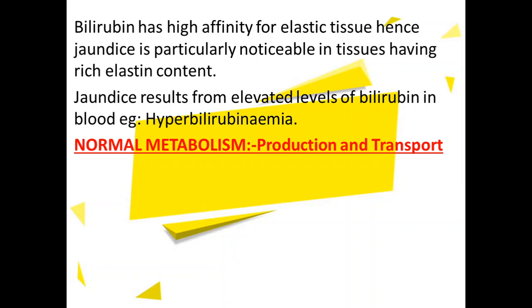Similarly, this jaundice technically is also called as hyperbilirubinemia. Hyper means high, bilirubin means bilirubin, emia means blood. High levels of bilirubin in blood. So this is a general introduction about jaundice.